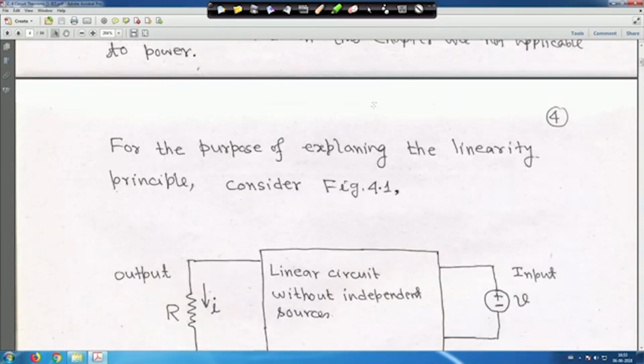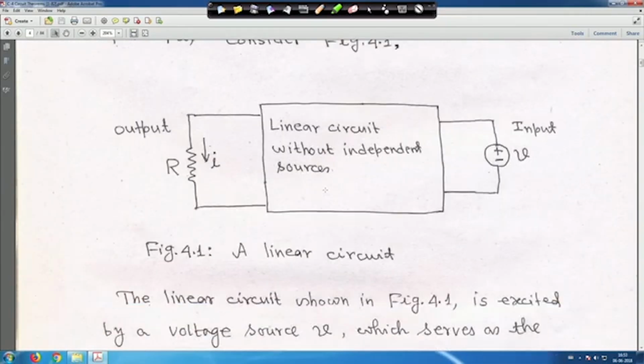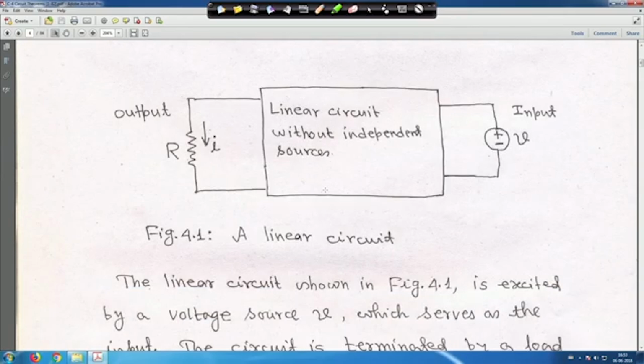For the purpose of explaining the linearity principle, consider this figure 1, right. You have one voltage source, and on the other side one load resistance R with current flowing through it. In between is a linear circuit without independent sources. The voltage is V and the current flowing through the load resistance R is I. Now, suppose V is equal to 5 volt, at that time say I is equal to 1 ampere.